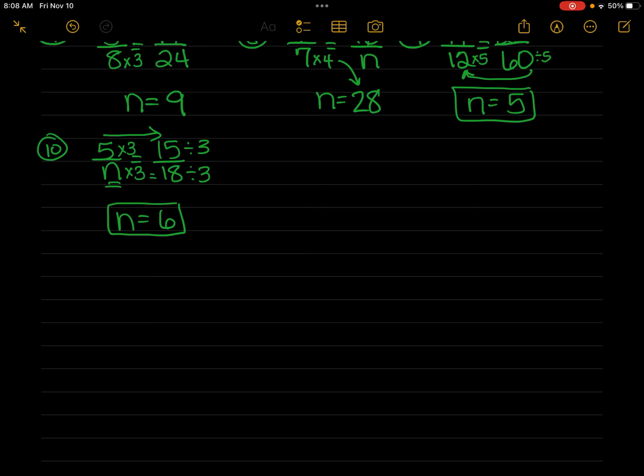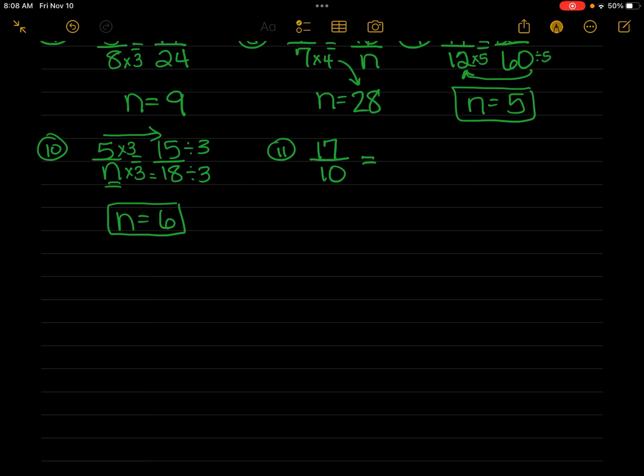Either way works. Okay, now we're on to number 11 through 16, and these say rename any improper fractions as a mixed number, or if it's a mixed number, change it into an improper fraction. So let's start with number 11, which is 17 over 10. Is that an improper fraction or a mixed number? It's an improper fraction. If the top is bigger than the bottom, then it's called improper. And now we're going to change it into a mixed number.